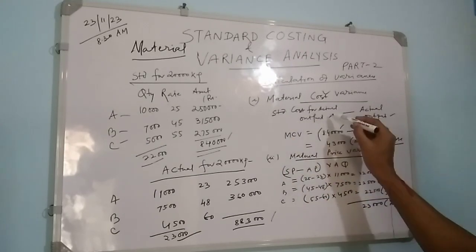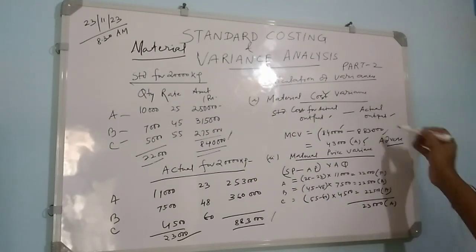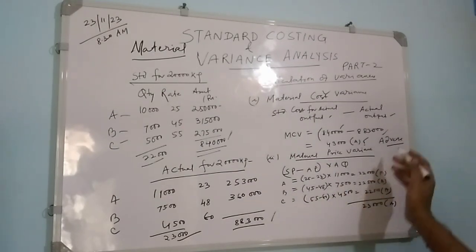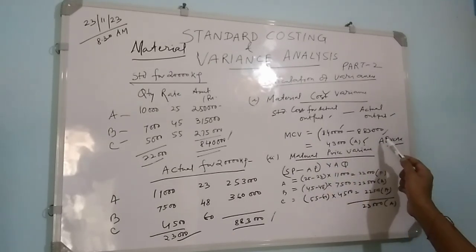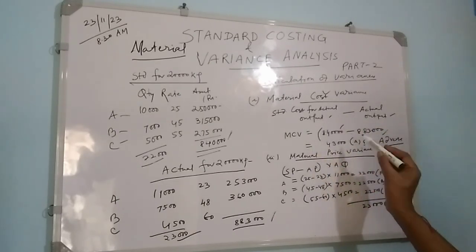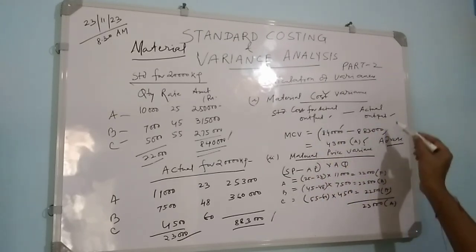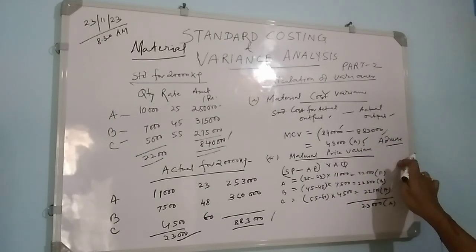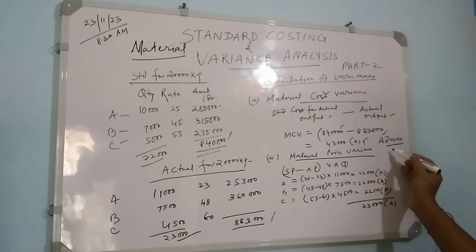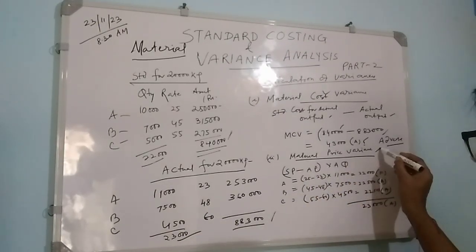Again, standard cost for actual output is 8,40,000 and actual cost is 8,83,000. We have to compare the standard cost with the actual cost. The actual cost is more than the standard, so the figure will come out adverse. Now comes the material price variance.